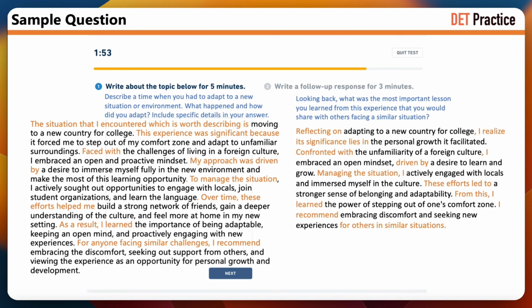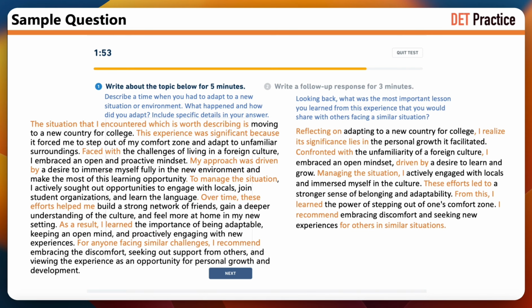This follow-up response demonstrates how Template 2 can be used to create a concise yet comprehensive answer that reflects on the experience, emphasizes the key lesson learned, and offers advice to others. It maintains a cohesive connection with the original response while focusing on the specific question about the most important lesson learned. By using this template, the response effectively summarizes the experience, highlights its significance, and provides valuable insights in a structured and reflective manner, all within the constraints of a brief follow-up answer.